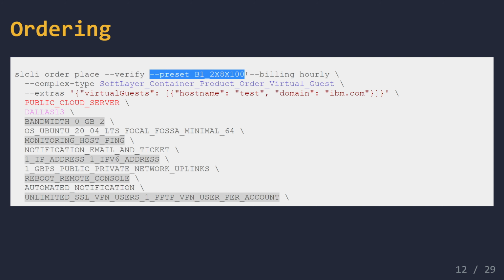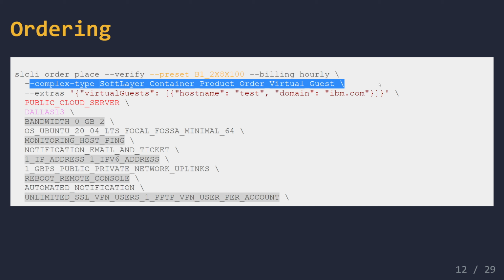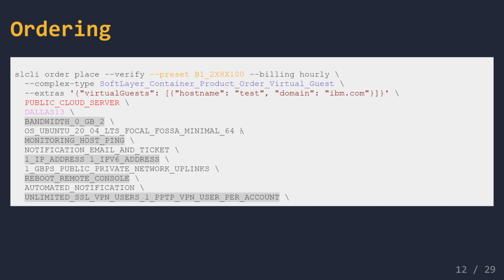We specify our preset by the preset's key name. Our billing is going to be hourly. We have a complex type, which is going to be our product order container. Every time you place an order, you need to specify the container type it goes with. So since we're ordering a virtual guest, we use the SoftLayer container product order virtual guest container. And that container is going to specify what properties are available to set in your order.